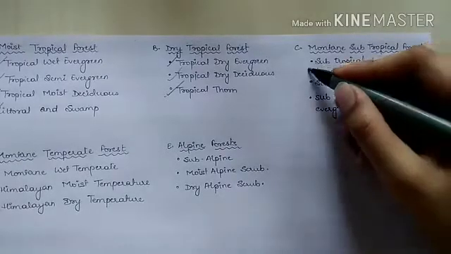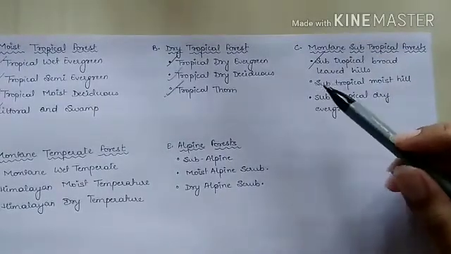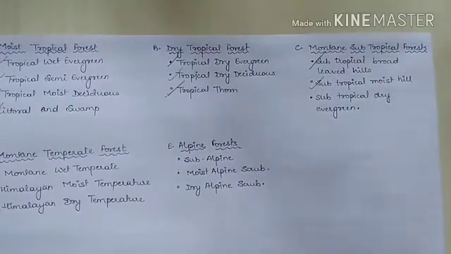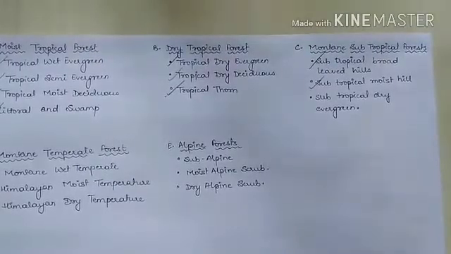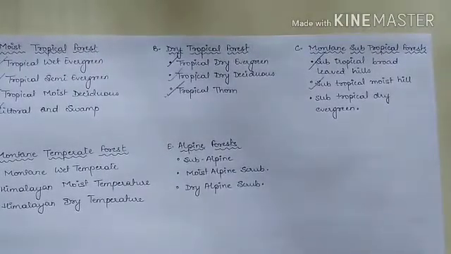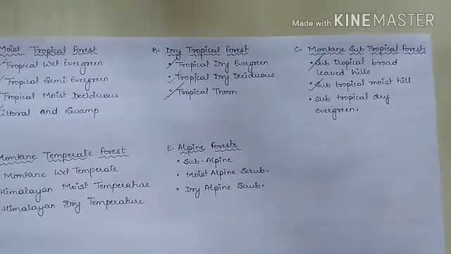Then next we have subtropical moist hills, also known as subtropical moist pine forest. These forests occur at the same height as the wet hills, that is 1000 to 2000 meters above sea level. But in the Western Ghats and some parts of Arunachal Pradesh, Manipur, Naga Hills, and Khasi Hills in Meghalaya, they are also covered by such type of forest.